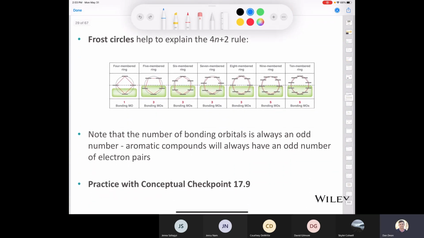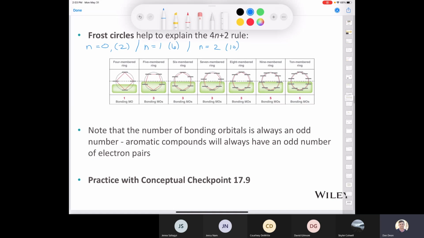Okay, so Frost circles help us to understand the Huckel rule, because when n is equal to 0, we have 2 electrons in bonding molecular orbitals. When n is equal to 1, we have 6 electrons in bonding molecular orbitals. When n is equal to 2, we have 10 electrons in bonding molecular orbitals. Well, look. If you take 2 and divide it by 2, what do you get? 1. So if you have 1 bonding molecular orbital and it's full, it's aromatic.